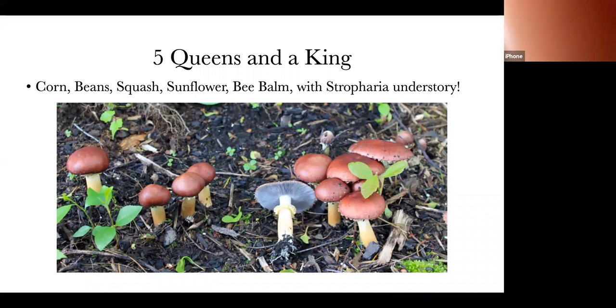garden. Oh, what fun. Yeah, it's a great companion mushroom to also put in. I'm sure you all have heard of the three sisters, the corn, beans, and squash. I like to do 5 queens and a king, which is corn, beans, squash, sunflower, bee balm, and then inoculate the mulch underneath it with Stropharia. So it's like the 5 queens of the plants and then the king denoting King Stropharia. And it's such a beautiful collaborative garden bed to have. And it's really fun and very fairy-like and mystical.